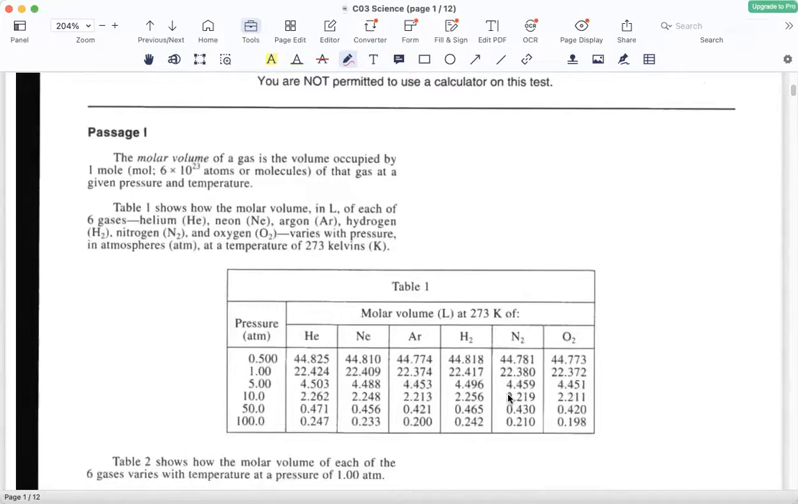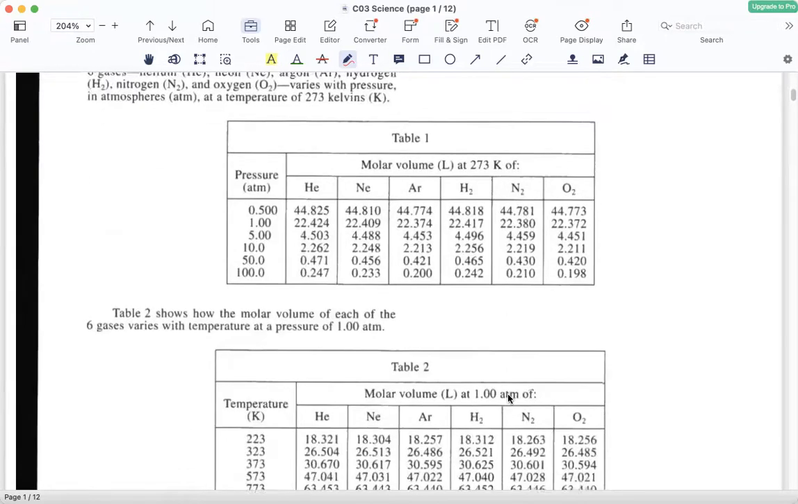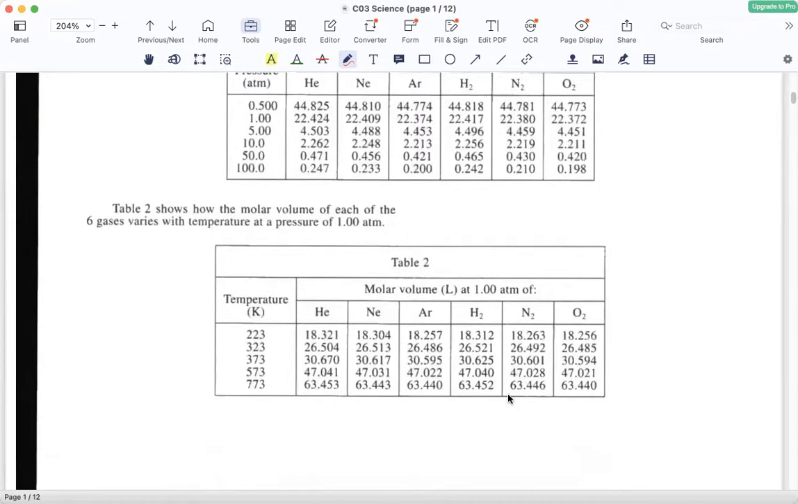The molar volume of a gas is the volume occupied by 1 mole, that is 6 into 10 to the power 23 atoms or molecules of that gas at a given pressure and temperature. Table 1 shows how the molar volume in liters of each of 6 gases, helium, neon, argon, hydrogen, nitrogen, and oxygen, varies with pressure in atmospheres at a temperature of 273 kelvins. Table 2 shows how the molar volume of each of the 6 gases varies with temperature at a pressure of 1 atmosphere.